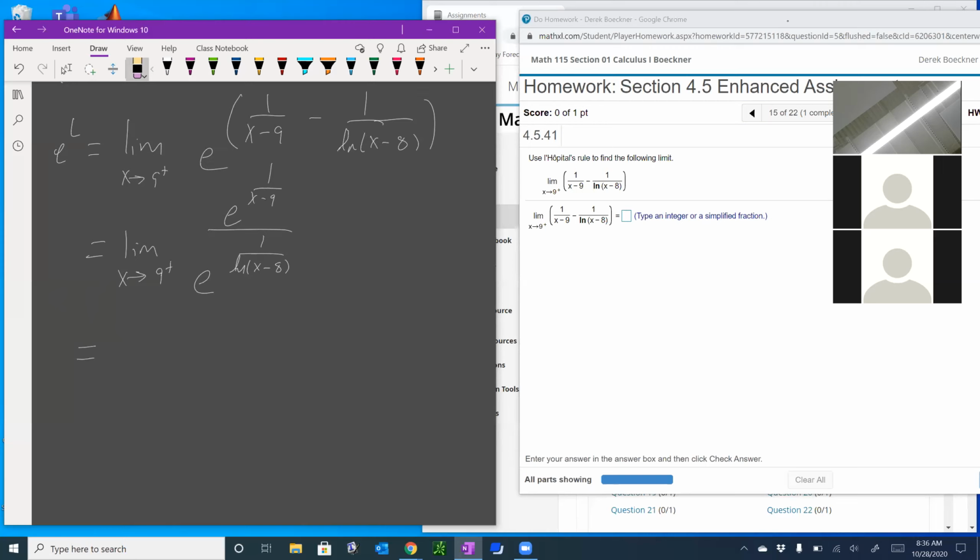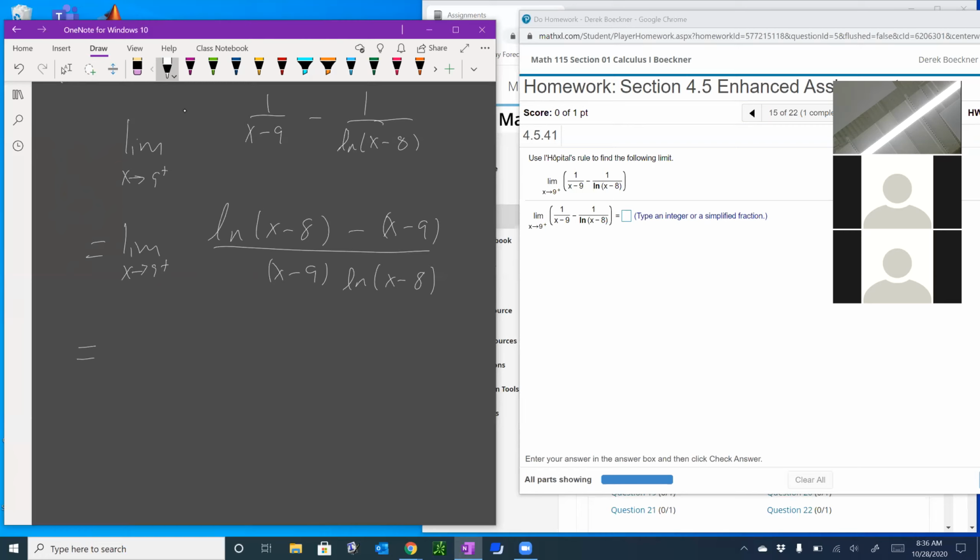Let's just look at that whole thing. And we'll find a common denominator. I'll take natural log of x minus 8 minus x minus 9 over x minus 9 natural log of x minus 8. And now I have 0 minus 0 over 0 times 0.